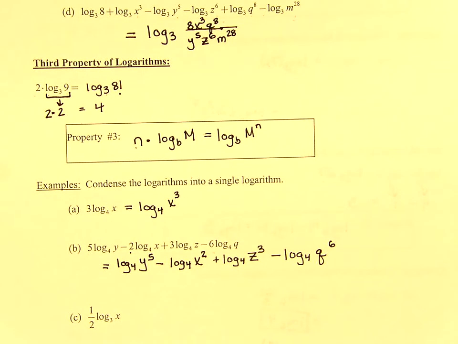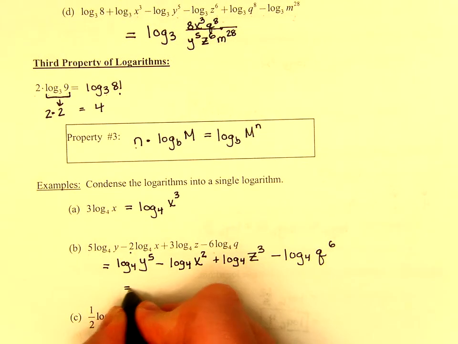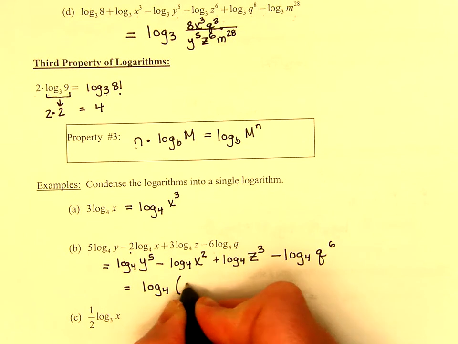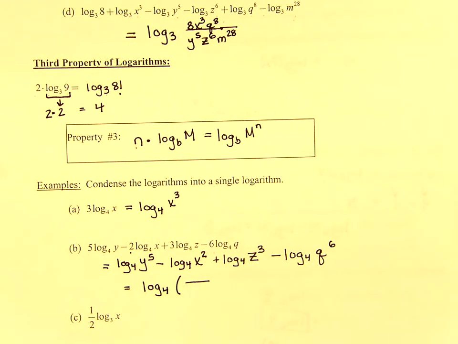Now, I feel like this problem looks like letter D from the top, where we have a bunch of logs that we're either adding or subtracting. I would like to see if you can take a moment right now and condense those 4 logs into a single log by deciding what from the stuff inside the logs will go on the top of a fraction and what will go on the bottom of a fraction. See if you can figure out what's going on the top and what's going on the bottom.